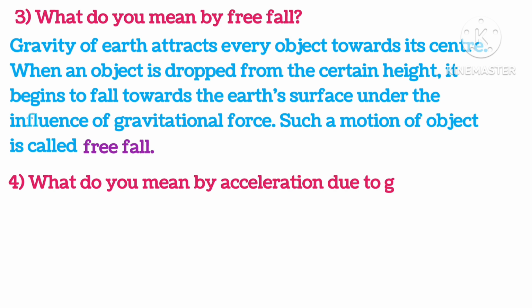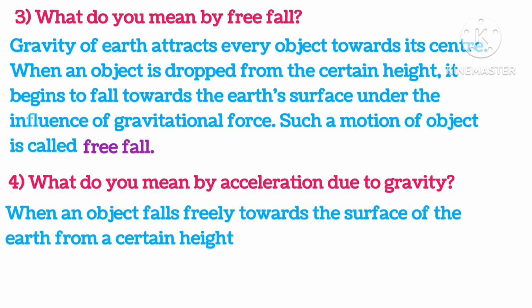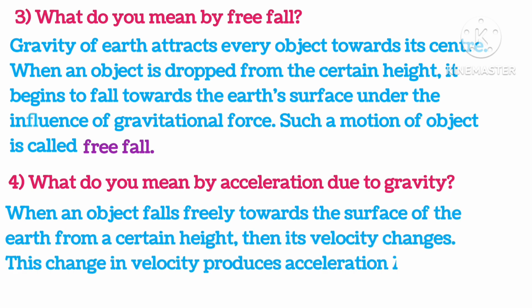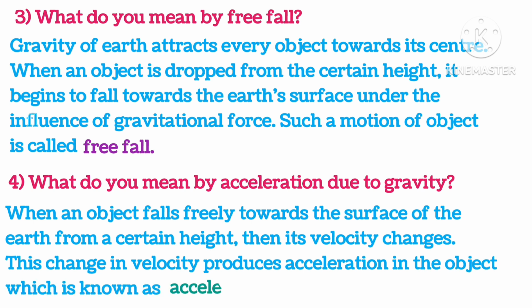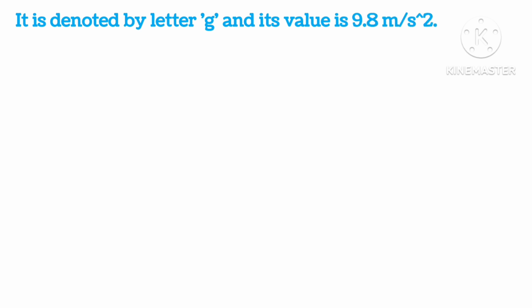What do you mean by acceleration due to gravity? When an object falls freely towards the surface of the earth from a certain height, then its velocity changes. The change in velocity produces acceleration in the object, which is known as acceleration due to gravity. It is denoted by the letter g and its value is 9.8 meter per second squared.